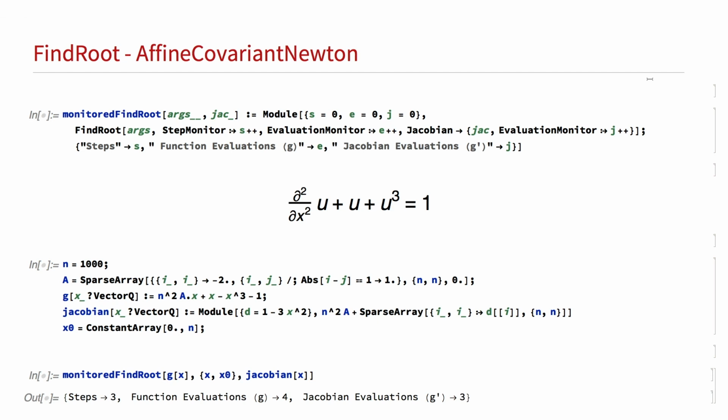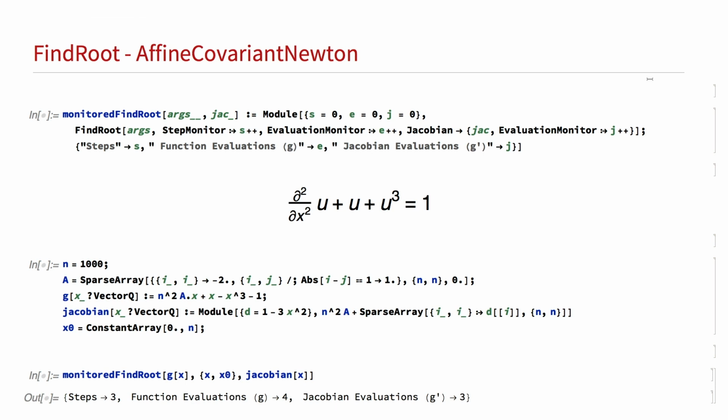Then we have a small differential equation, which I've discretized manually with a finite difference approach, and I've written that down here. So we have a sparse array that's 1,000 by 1,000. G is then encoded in n squared a dot x plus x minus x squared, basically the equation we have there. I've manually written down the Jacobian, and I'm starting with an x0 with a constant array of 0.